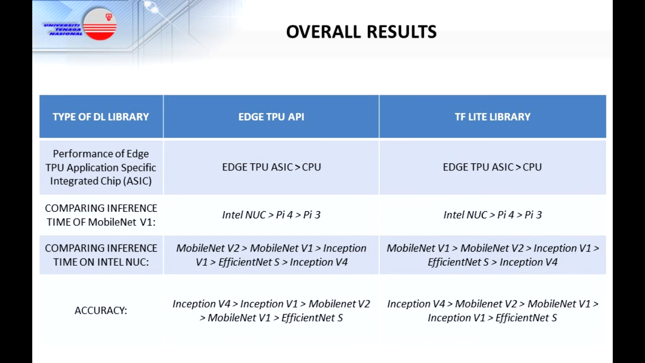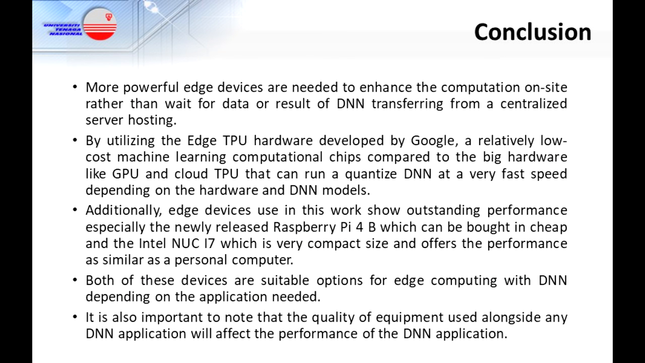the result for accuracy. So for the conclusions, we can state that more powerful edge devices are needed to enhance the computation on site, rather than waiting for the result of DNN to be transferred from a centralized server. By utilizing the Edge TPU hardware developed by Google, a relatively low-cost machine learning computation chip compared to big hardware like GPU and Cloud TPU, one can run a quantized DNN at a very fast speed depending on the hardware and DNN model.